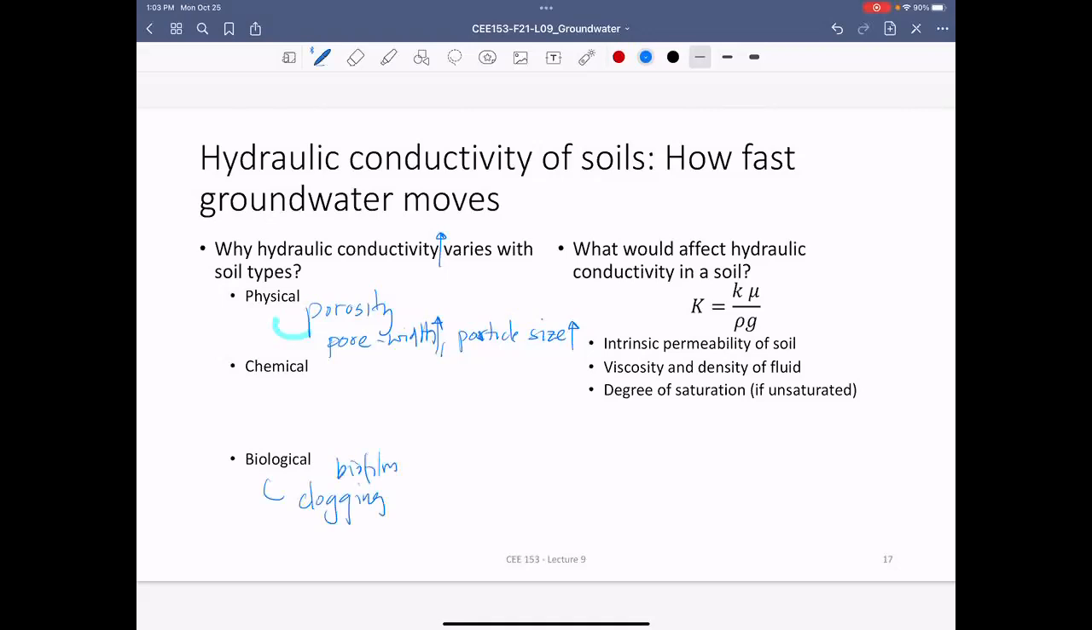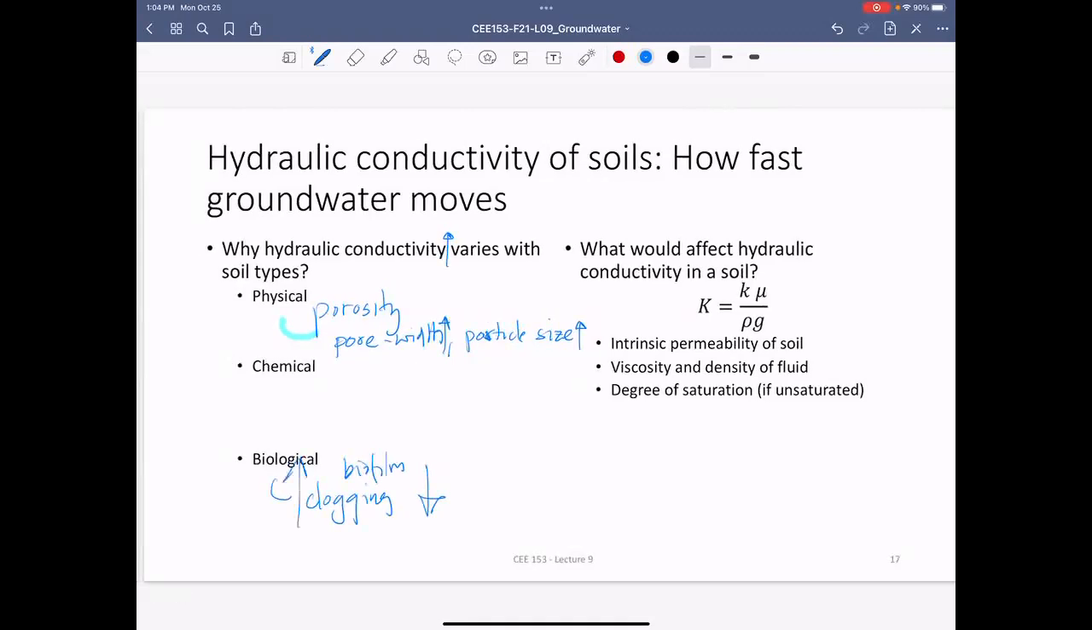If you have any soil with a lot of bacteria, they form biofilm. They can start clogging some of the pores. If there is more biofilm, that restricts the flow, and hydraulic conductivity will decrease. Okay. If the biofilm increases, K decreases. Okay, here is hydraulic conductivity.